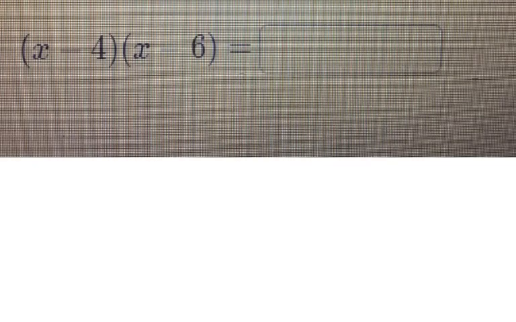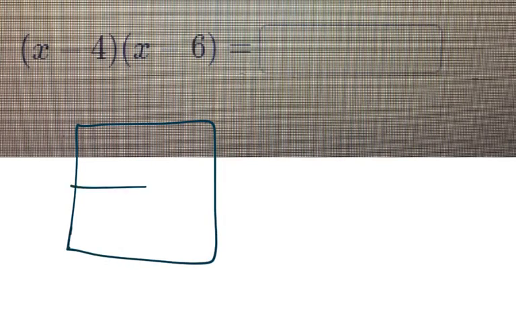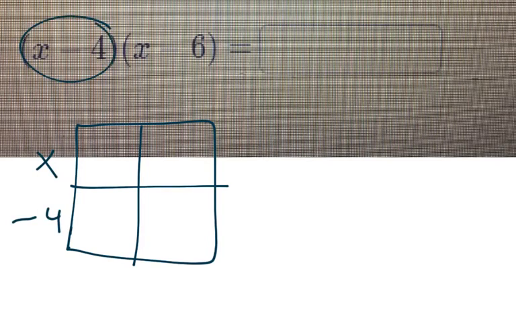Okay, let's try a couple from the second section. Notice they did not set it up for us, so we're going to set it up ourselves. If you can do it without setting up, more power to you. I'm going to do x minus 4 down the sides. That's what that is, right? And then I'm going to do x minus 6 across the top. Each term gets their own row and column, as you see. So we're all set, guys.